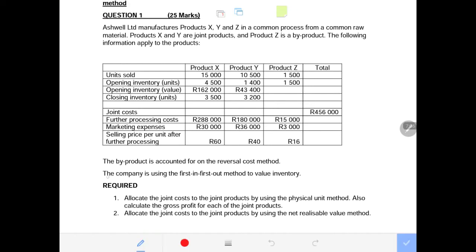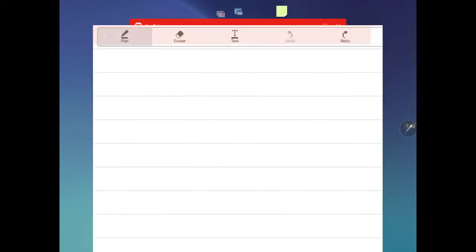Now it says the company is using the first in first out method of inventory valuation, which means the inventory that was there at the beginning of the period, the company will first sell that inventory. Then it starts selling the one that was produced during the period. Whatever closing inventory remains is the inventory that was produced during the current period. That is touched on very much in the process costing topic. Now we need to calculate our revenue from the sale of the byproduct first, before we can allocate our joint cost using the physical method.